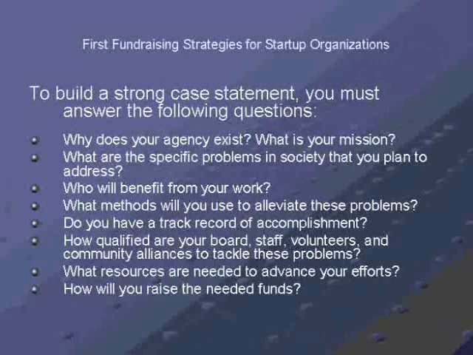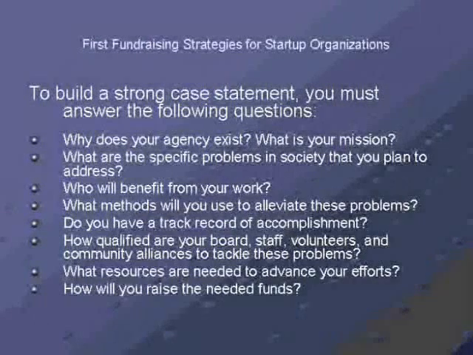Why does the agency exist, and what is the mission of the agency or the organization? What are the specific problems in society that you plan to address? Who will benefit from your work, and what methods will you use to alleviate these problems? Do you have a track record of accomplishment? Describe your board, staff, volunteers, and community alliances and their expertise and qualifications to tackle these problems. And then what resources do you actually need to advance your efforts, and how will you raise the funds?